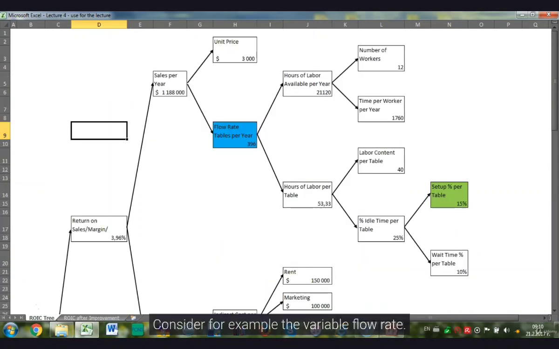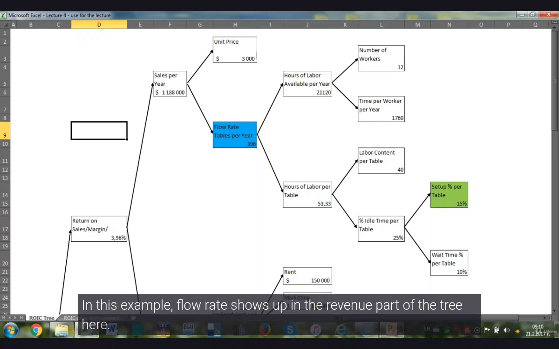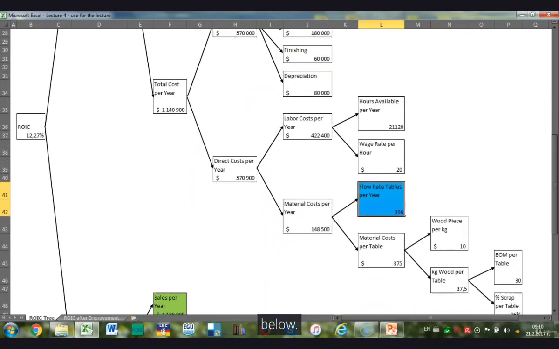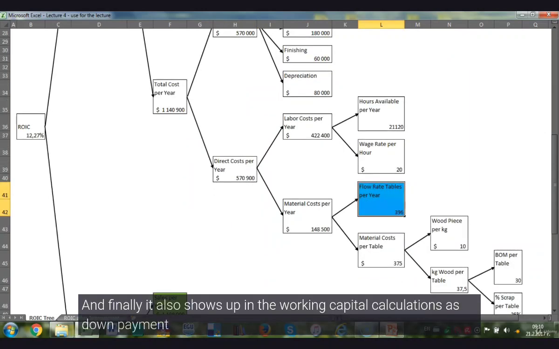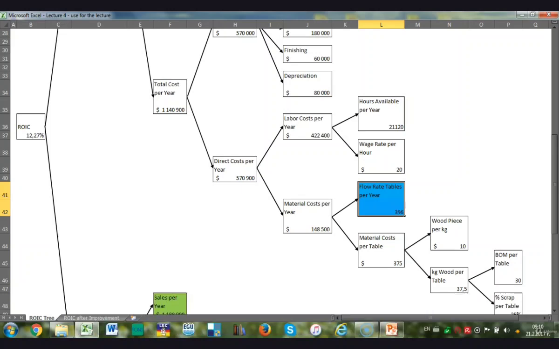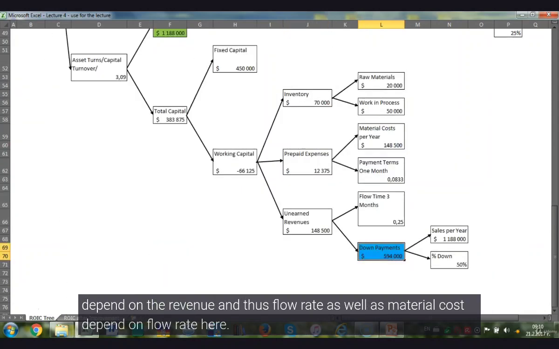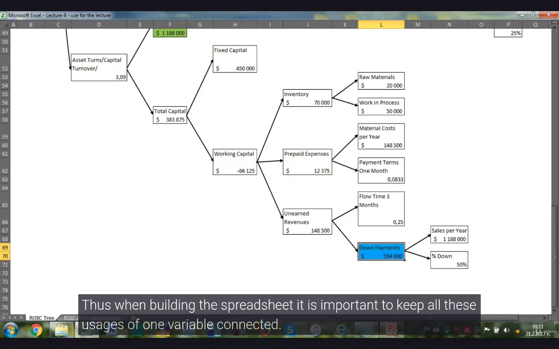Consider, for example, the variable flow rate. In this example, flow rate shows up in the revenue part of the tree here. It also shows up as a part of the material costs below. And finally, it also shows up in the working capital calculations, as down payments depend on revenue and thus flow rate, as well as material costs depend on flow rate here.